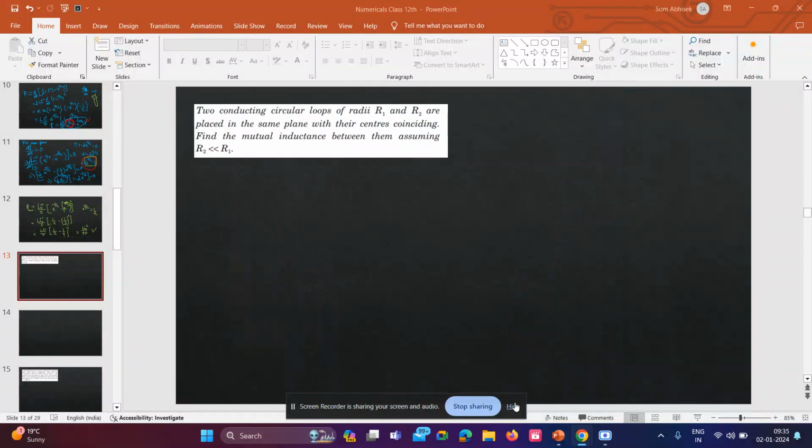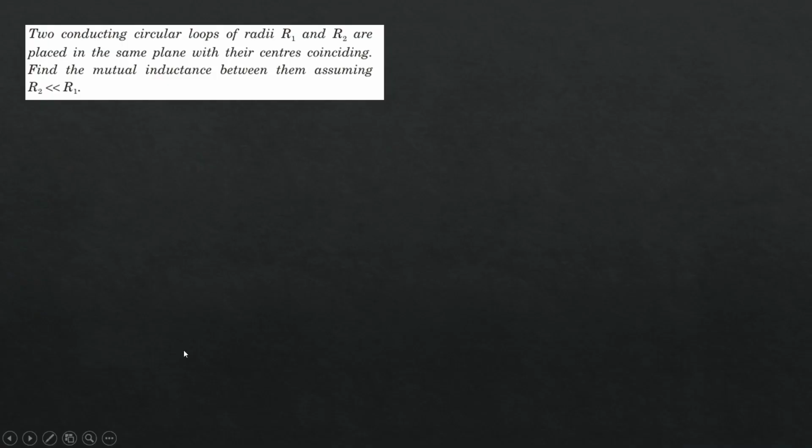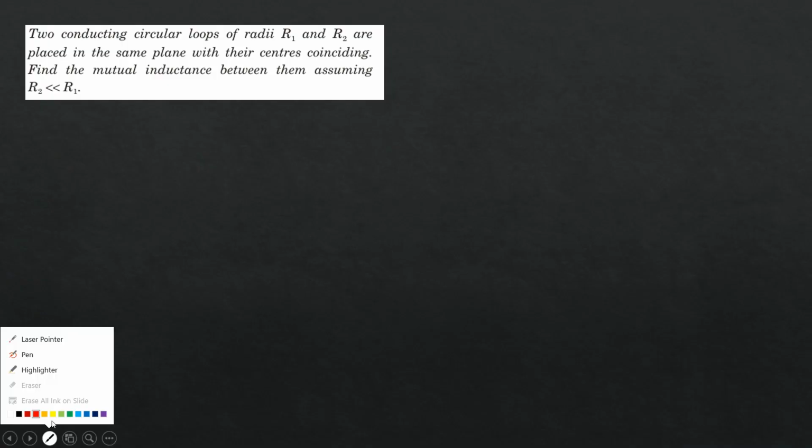Good morning, everyone. This is a video on the numerical practice session of electromagnetic induction, and here we'll be discussing more questions. This will be your question number 6 if we continue from the previous class. Here is the question: Two conducting circular loops of radii R1 and R2 are placed in the same plane with their centers coinciding. Find the mutual inductance between them, assuming R2 is very less than R1.